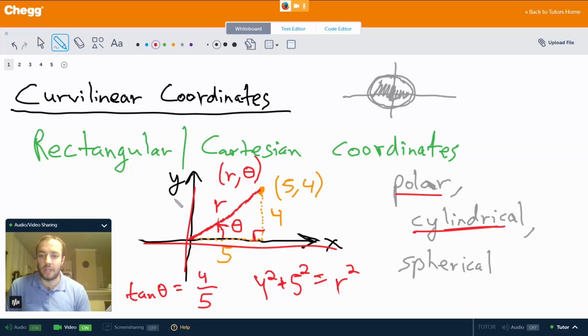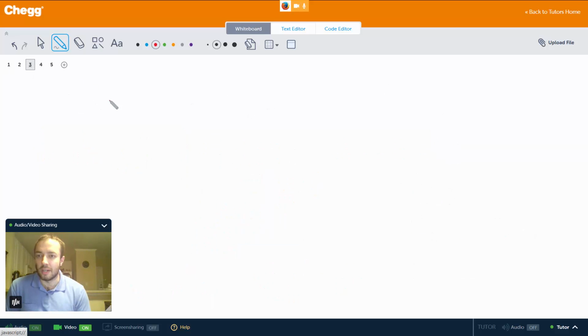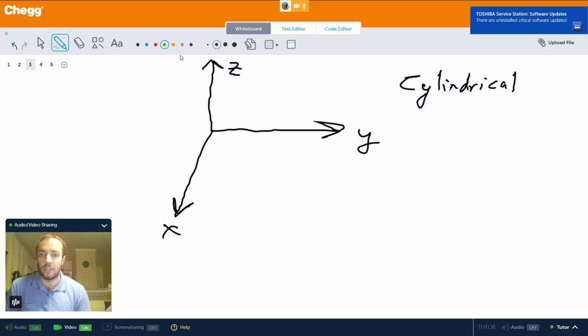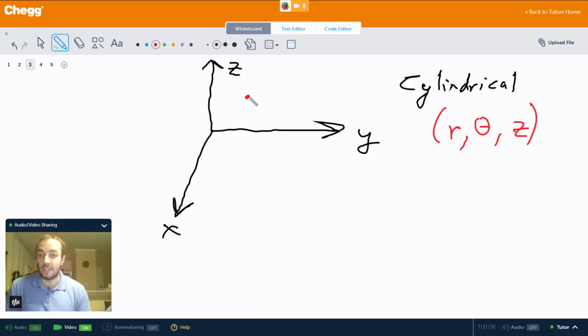Now, when we draw 3 axes, let me go to page 3 here. When we draw 3-dimensional coordinate systems, we actually do it a little bit differently. So here's our x-axis. Here's our y-axis, so x, y, and then here's our z-axis. Okay, so for cylindrical coordinates, it's really the same idea as polar coordinates, except now we just have this extra z coordinate. Cylindrical coordinates are represented by r, comma, theta, comma, z, where r and theta are actually the exact same thing as before.